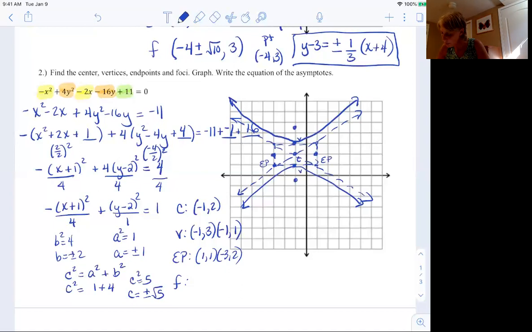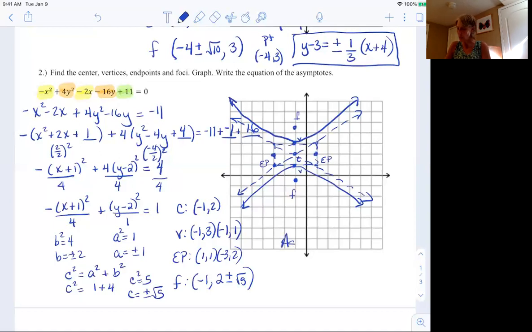1, 2, and a little bit. There's my foci. Write the ordered pair. So I was at negative 1. I started at a y value of 2, and I went up and down radical 5 units. The hyperbola is a little tricky, so you have to be really careful.